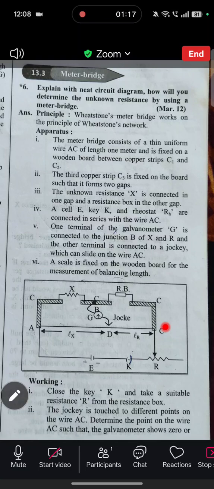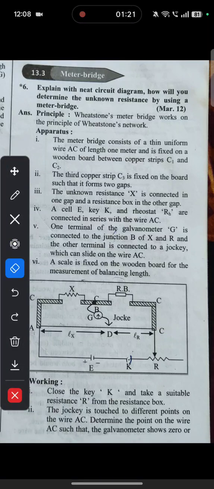First, let us understand what a meter bridge is. A meter bridge is a device which is based on the Wheatstone network. This is the circuit diagram of the meter bridge. You all can see it on the screen.